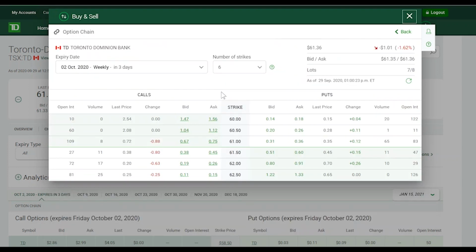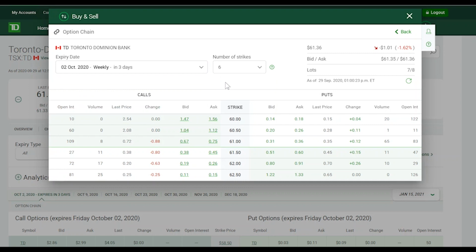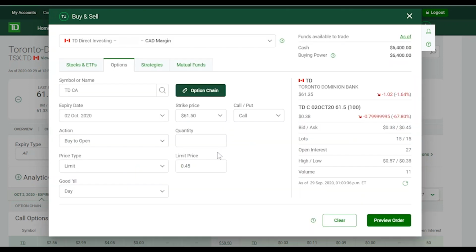You'll now get the option chain. Here you can choose the different expiries, and you can choose which option to trade. For example, if we'd like to trade a call option and we'd like to buy one, we'd be clicking on the ask. So let's click on this one. Once the option is chosen, you'll see the option quote on the right.